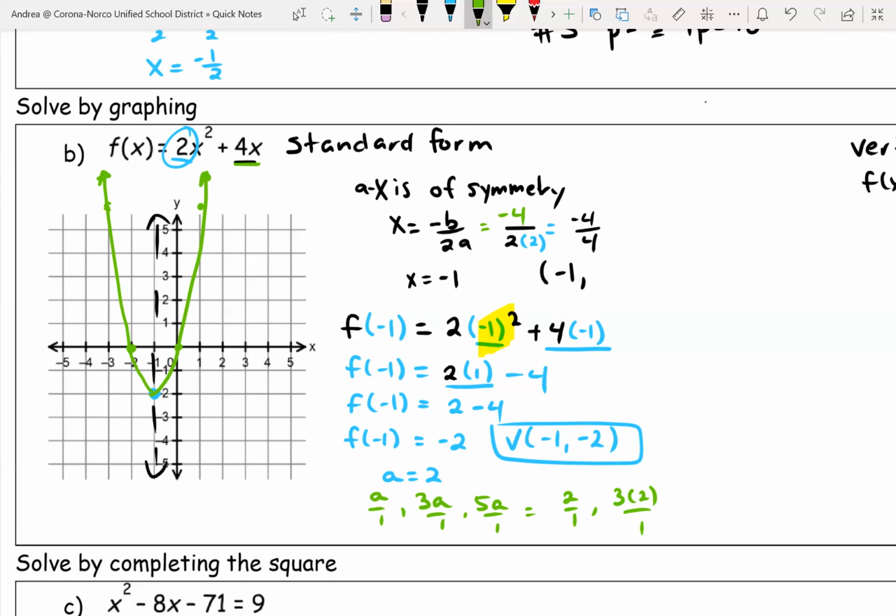Okay, they're asking us to solve this, not to graph it, but to solve it by graphing. So again, the solutions to a quadratic function are the x-intercepts, where it crosses the x-axis. So that's here and here. And we find what x equals. X equals -2 and 0. Those are my solutions. Any questions over that? We're all good?